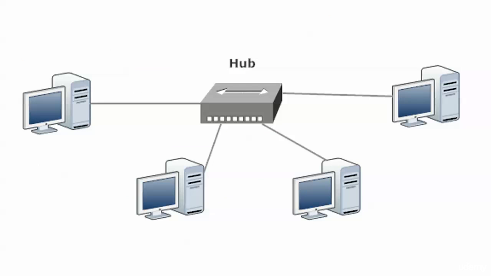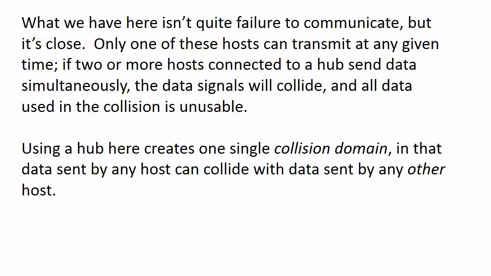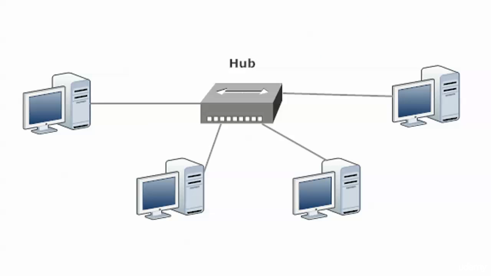Again, we were still glad to have them, but basically they're multi-port repeaters. And here's that symbol I was talking to you about. If you see this on your exam, job interview, practice exam, wherever, you've got to know that's a hub and not be told. So you're looking at one line, I should say, with an arrowhead on each end. And so we're looking at a hub here with 4 PCs, and what we have here isn't quite failure to communicate, but it is close, because only one of these hosts can transmit at any given time.